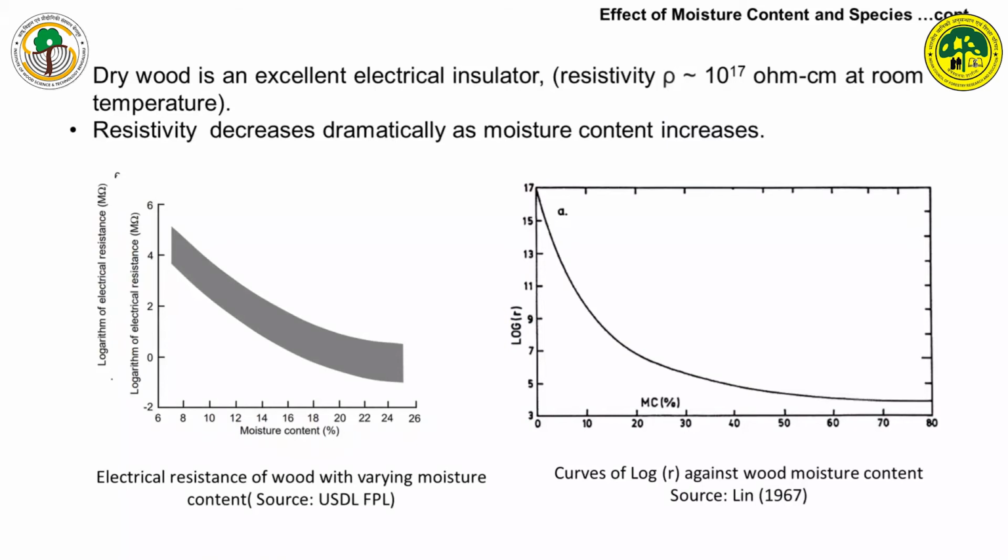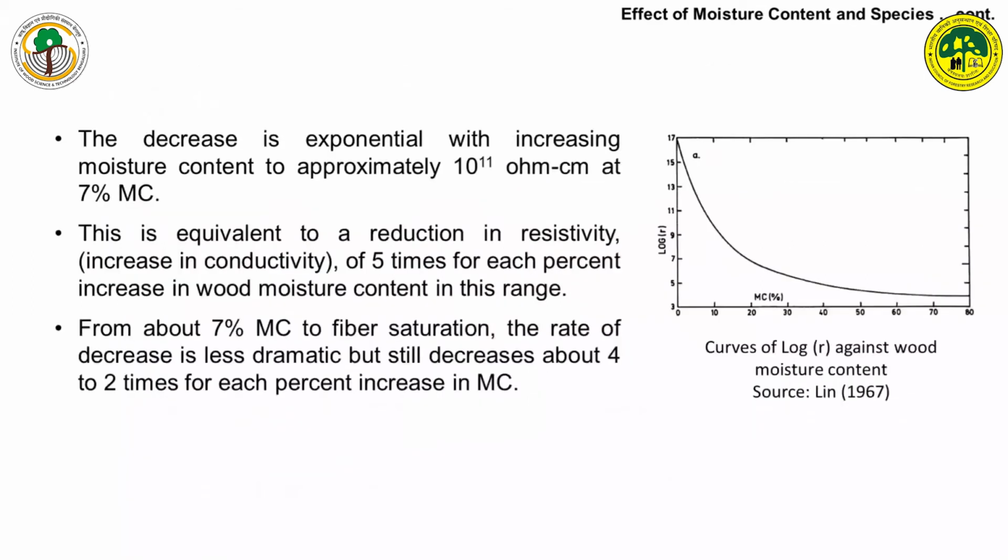The left figure shows the resistance and the right figure shows the resistivity, and how both change with respect to moisture content. If I explain these two graphs, the decrease is exponential with increasing moisture content, to approximately 10 to the power 11 ohm centimeter at 7% moisture content. If you see this graph up to 7% moisture content, the decrease in electrical resistivity is quite substantial, almost 5 times for each percentage increase in wood moisture content.